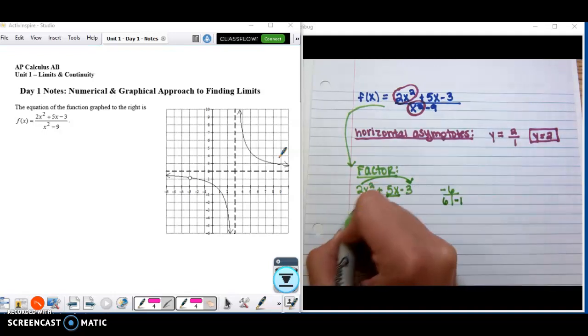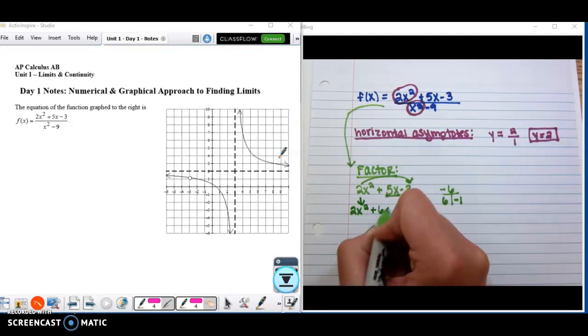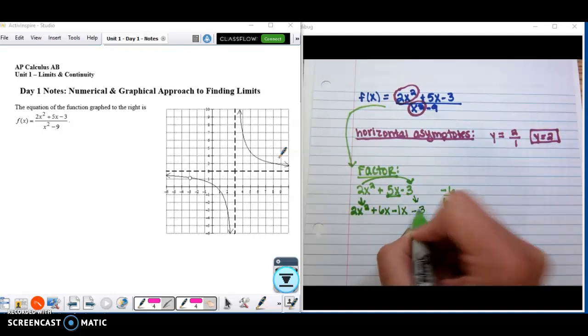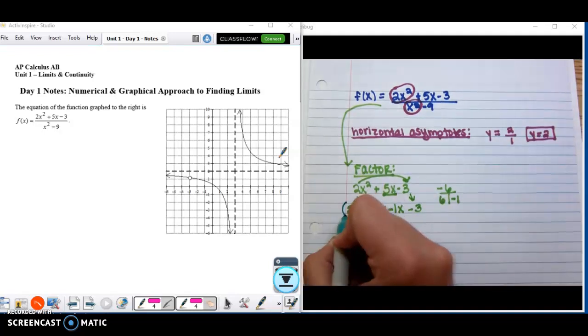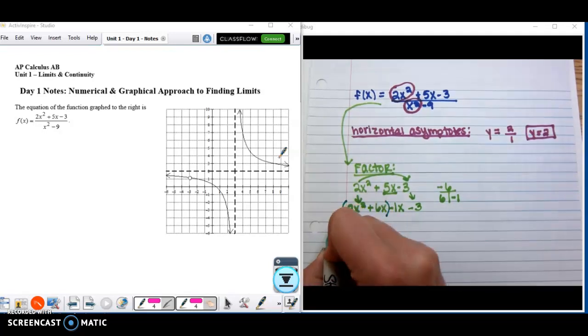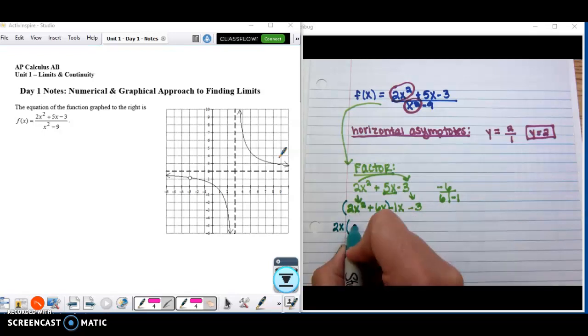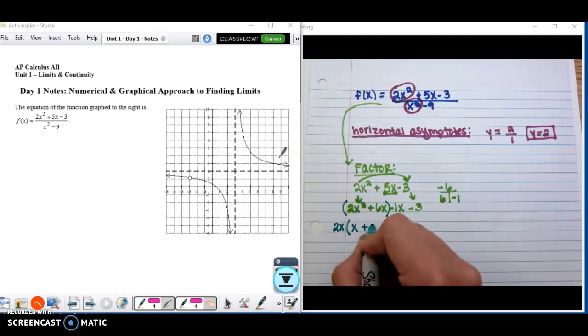You're going to bring down your first term, which is 2x squared. Instead of your middle term, 5x, you're going to put these two numbers. So we're going to have +6x and -1x. And then you're going to bring down your last term. So now you should have 4 terms. Since we have 4 terms now, we can use grouping. So if I group the first 2 terms, we're looking for the GCF there. So our GCF would be 2x. If I take 2x out of 2x squared, that leaves me with just an x. And if I take 2x out of 6x, that leaves me with just a 3.